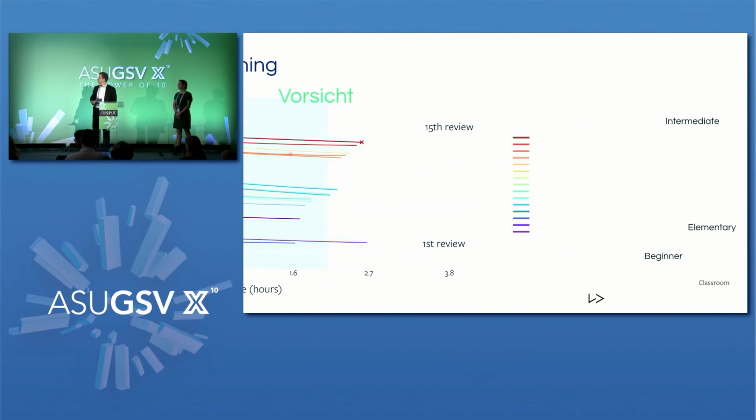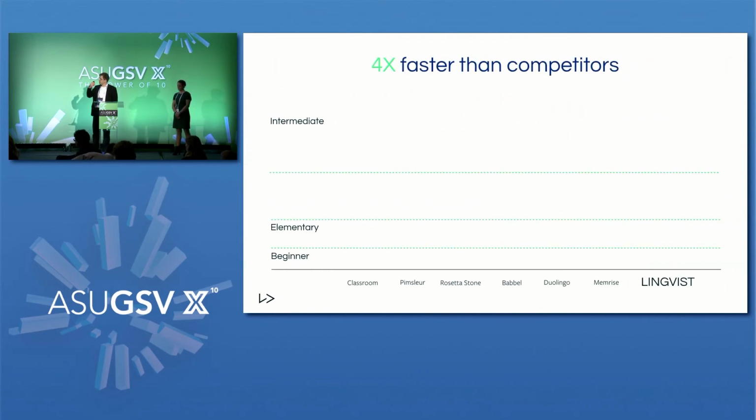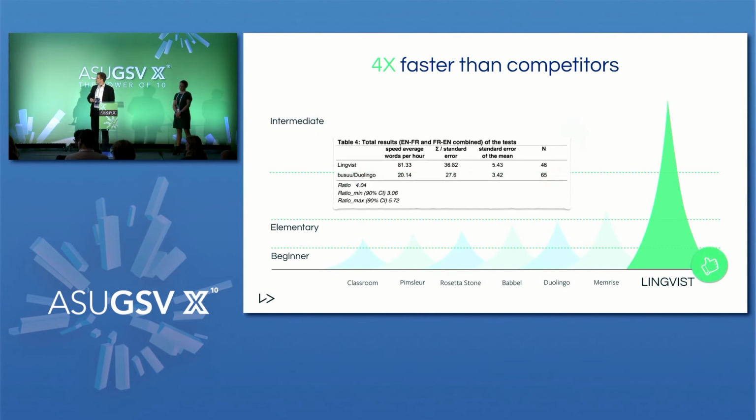And here's the outcome. University of Tartu recruited 500 students to measure how quickly they learn with different softwares. And the outcome was that people can learn 4 times faster using Lingvist. This is the magic of AI.